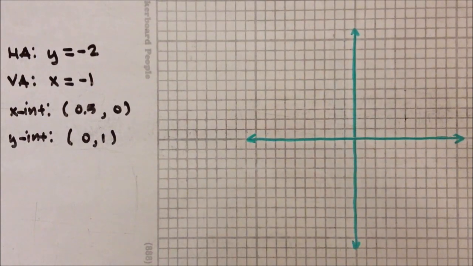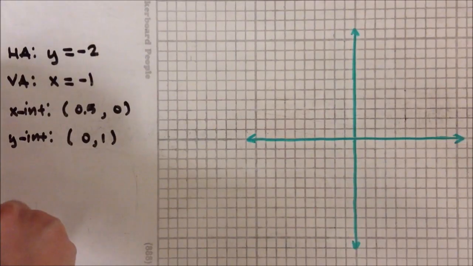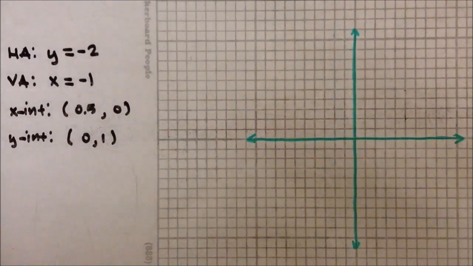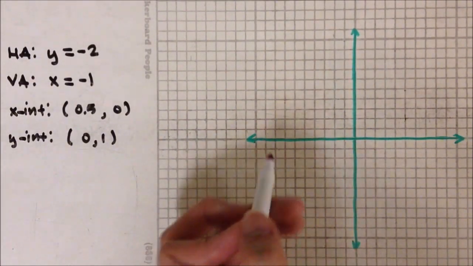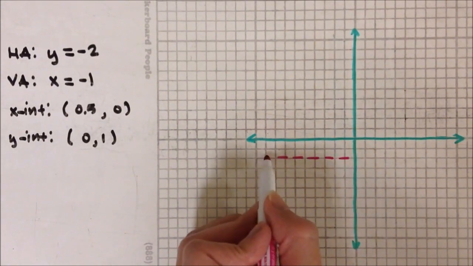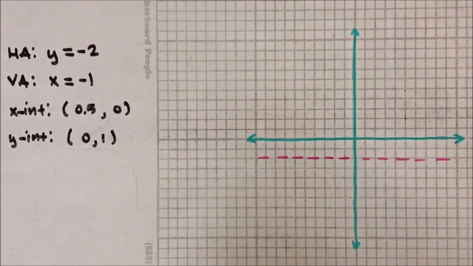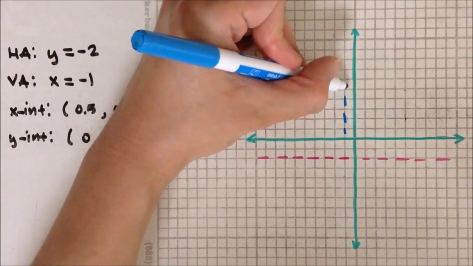So in this part, we're going to focus on the graphing, and we mainly need the horizontal asymptote, vertical asymptote, x-intercept, and y-intercept. So let's plot our horizontal asymptote first. So y equals -2. So it's going to be below at -2. So here's -1, -2, my horizontal asymptote. Now for the vertical asymptote, x equals -1, that's going to be towards the left side. Here's -1, so let me graph the vertical asymptote.